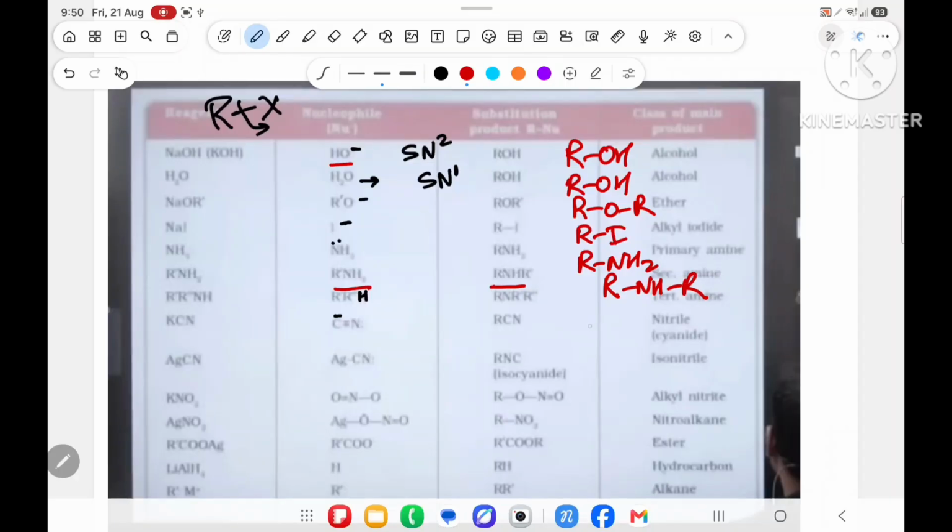So what will you get? RNHR. Similarly, over here a 3 degree is there. So what will you get? N is there, so you will get RNR.